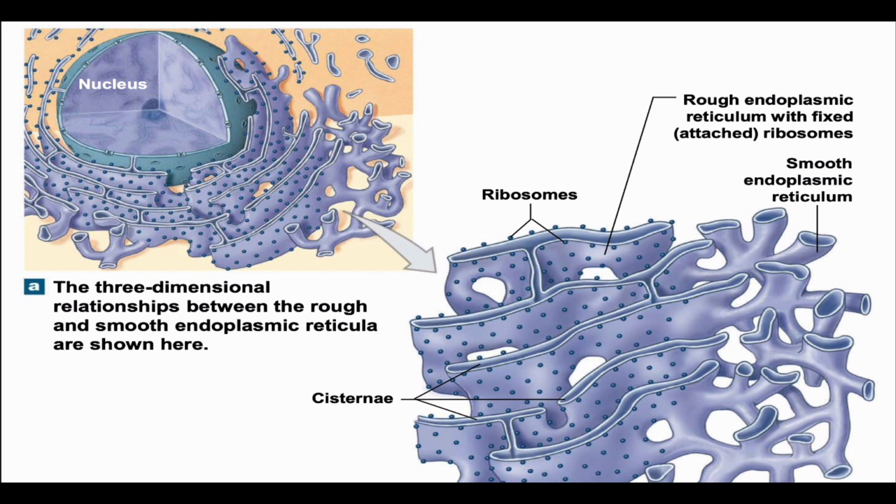Smooth ER, what's being produced there? You get everything else, right? The carbs, the lipids. Again, it's going to be detoxifying toxins and poisons. In addition to that, it also produces hormones, steroid hormones. So again, these are important things to remember.